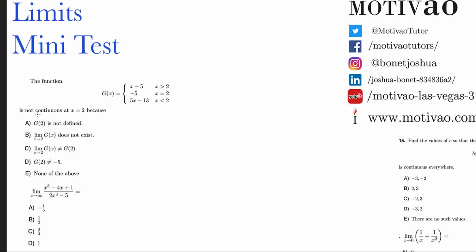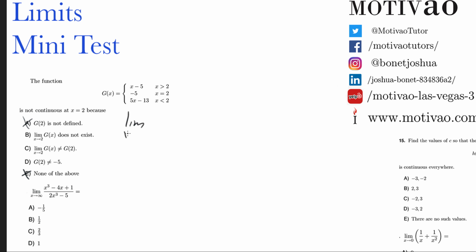G of 2 is not defined, negative. We don't, that has to be a condition, okay, and g of 2 is defined, it's negative 5. G of x does not exist, maybe, we need to check that. The limit of g of x is not equal to g of 2, maybe, we need to check that. G of 2 is not equal to negative 5, maybe, none of the above, negative. Okay, so it's got to be one of these three, so let's check.